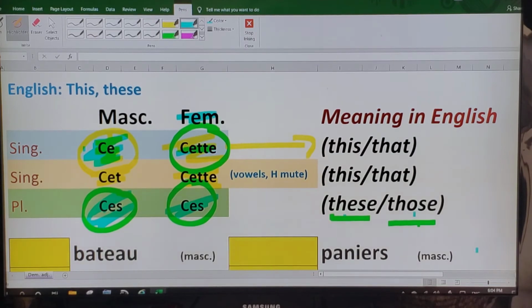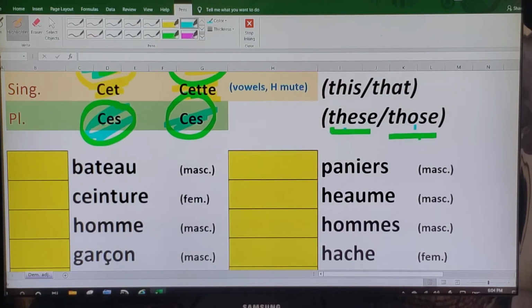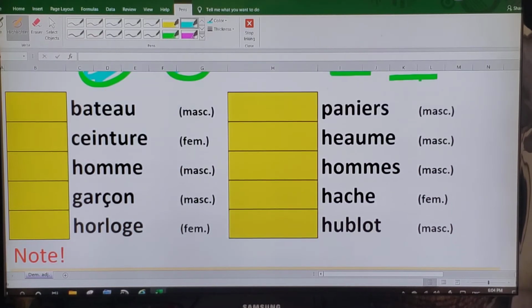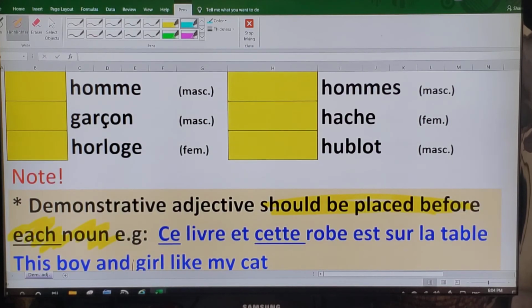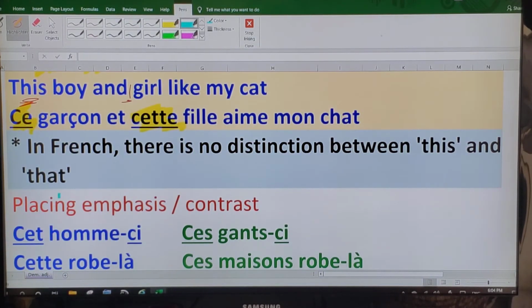But what if we need to distinguish between this and that, like this boy, that girl, this boy is better than that boy? How do we do it? So I'm going to talk about that next. If you are going to be placing emphasis, if you have to say this boy, that girl, this book, that notebook, how do we say that? So we do that by adding the word -ci or -là.